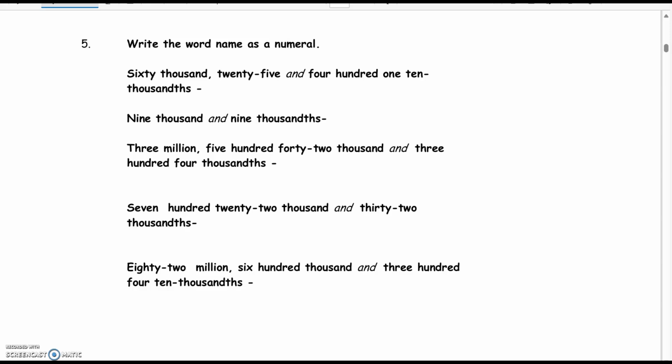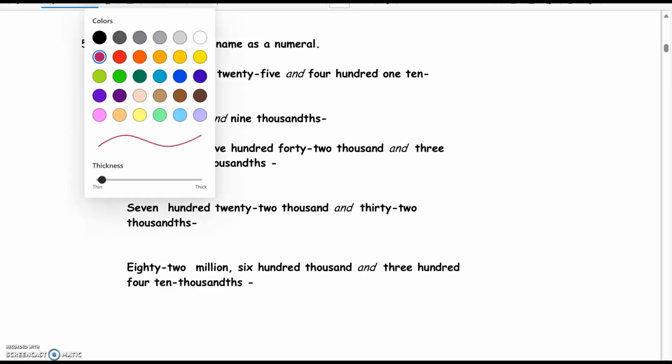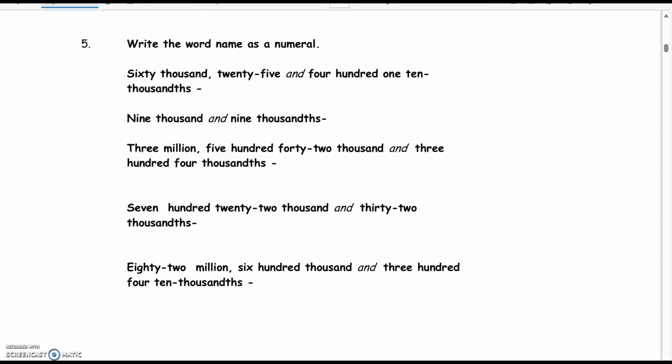So here what we're going to do is write the decimal number in the standard form. It's given in words here, and we're going to write it in the decimal form. Read the words carefully. Notice that there's the word and. So if we have to write it as a decimal, that has to change to a decimal point. So let's first look at the whole number part.